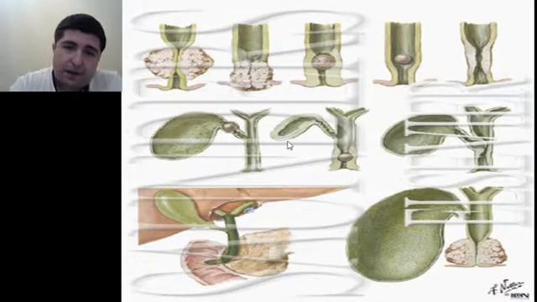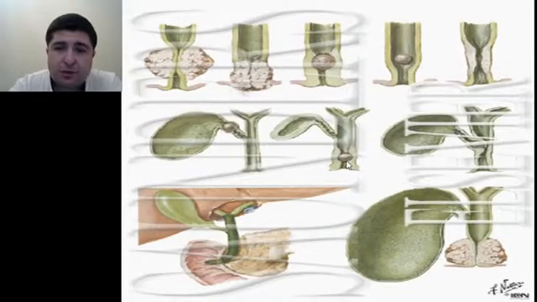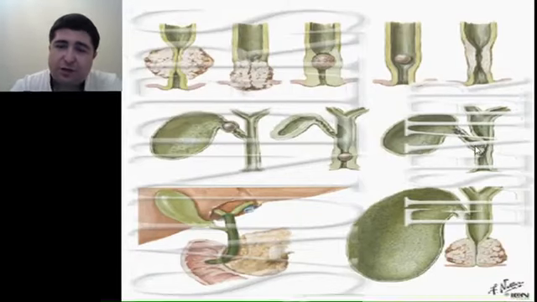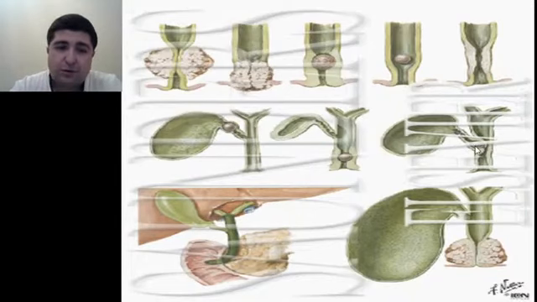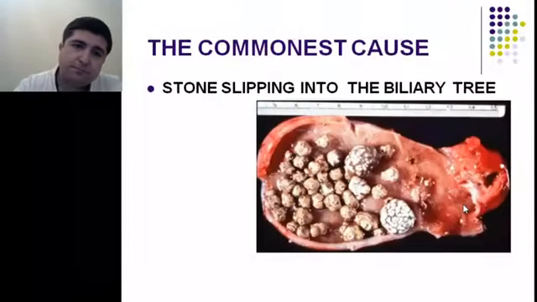Next type, inflammation of the gallbladder, no stones in the gallbladder. The stone goes to the common bile duct and fixes there, fixation with obstruction. You can see the stone from the cystic duct go to the common bile duct, and by fixation it blocks the common bile duct. Of course, there will be mechanical jaundice. So these are different types of mechanical jaundice caused by stones.